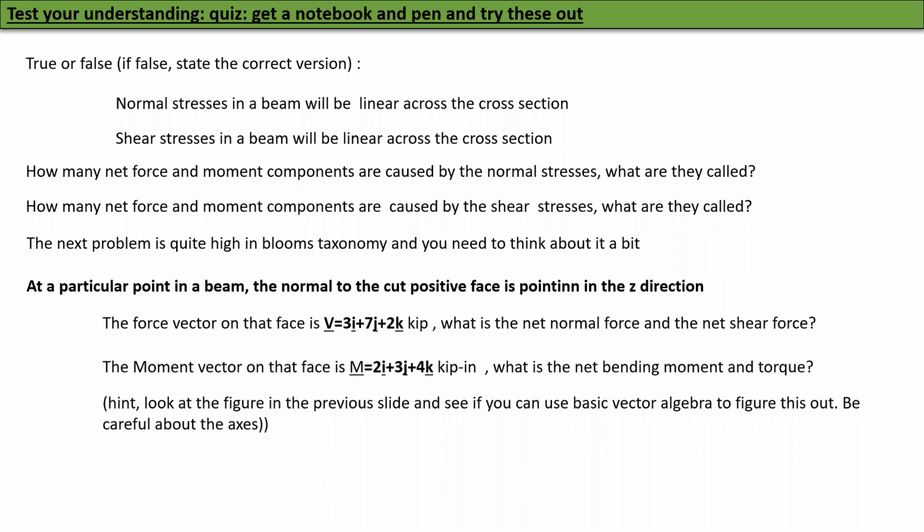So I've given you the force vector. You've got to find out normal force and shear force. The normal direction is the z direction. Same way, I'm going to give you the moment vector. M equal to 2i plus 3j plus 4k kip-inch. What is the net bending moment and torque? For a hint, look at the figure in the previous slide and see if you can use basic vector algebra to figure this out. Be careful about the axis. Think about that a little bit.